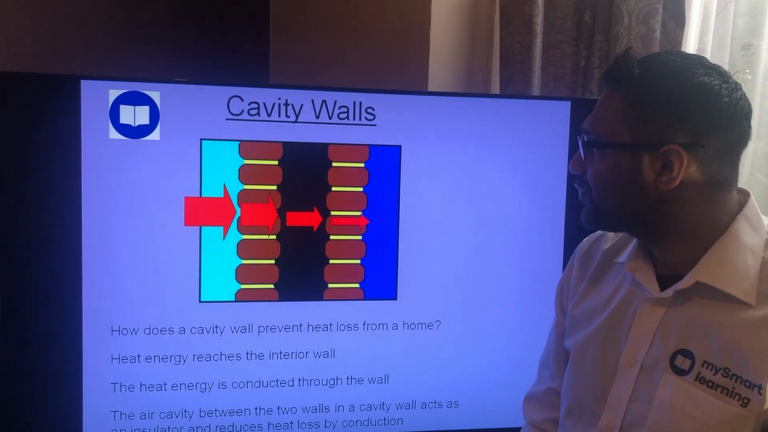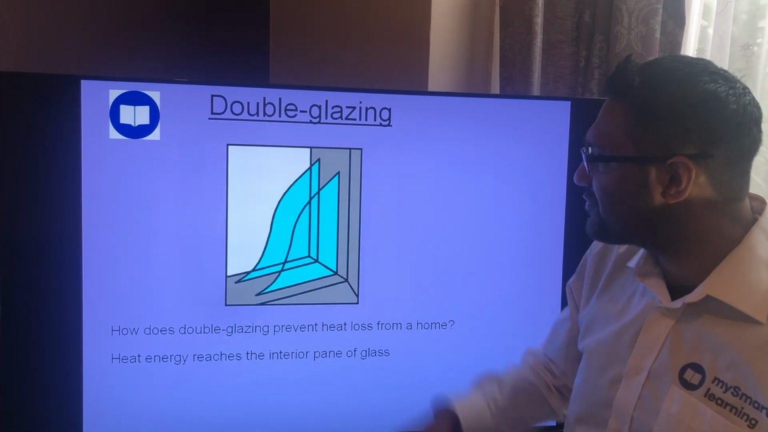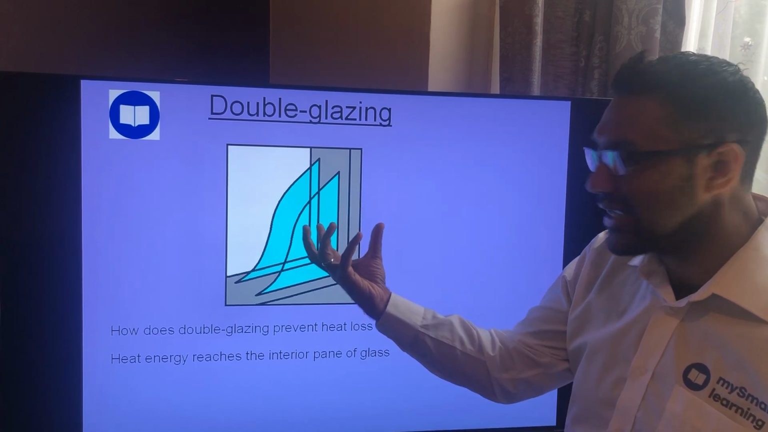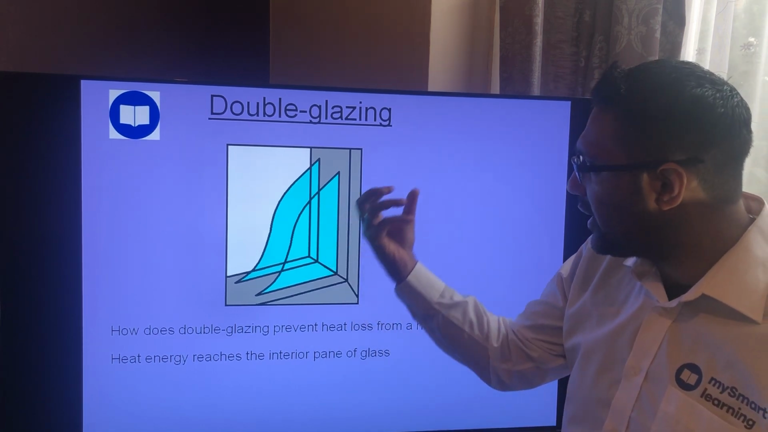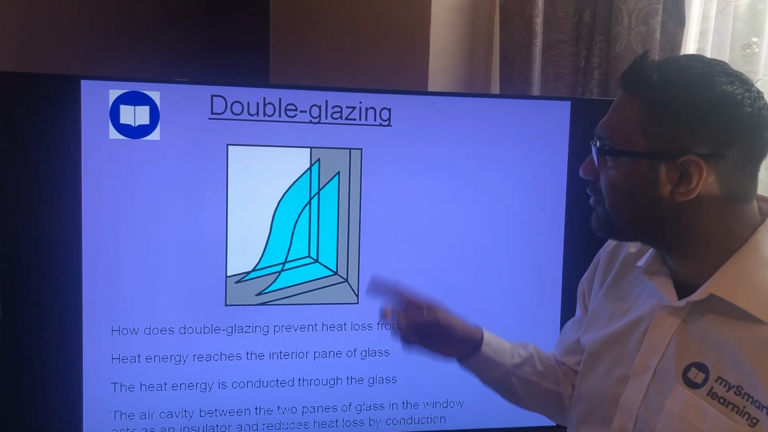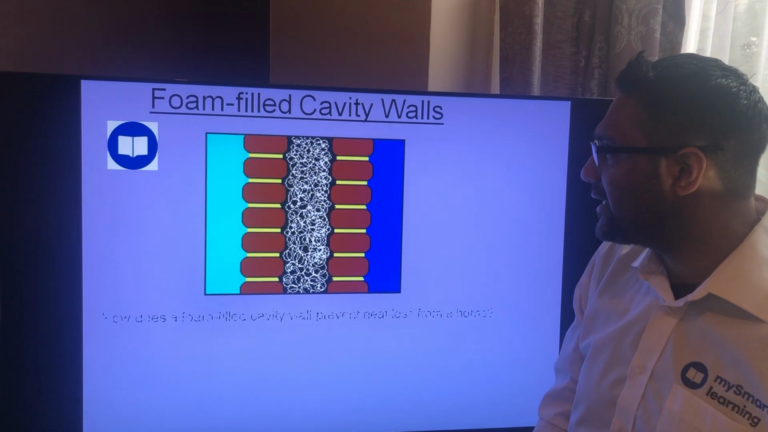Another thing you can do is pack that space with cavity wall insulation. Another thing you can do is double glazing, like we said. In the space between the glass will be dead air, or it would be a vacuum, and that again will stop conduction going across. But we're going to focus more on these in a later lesson.